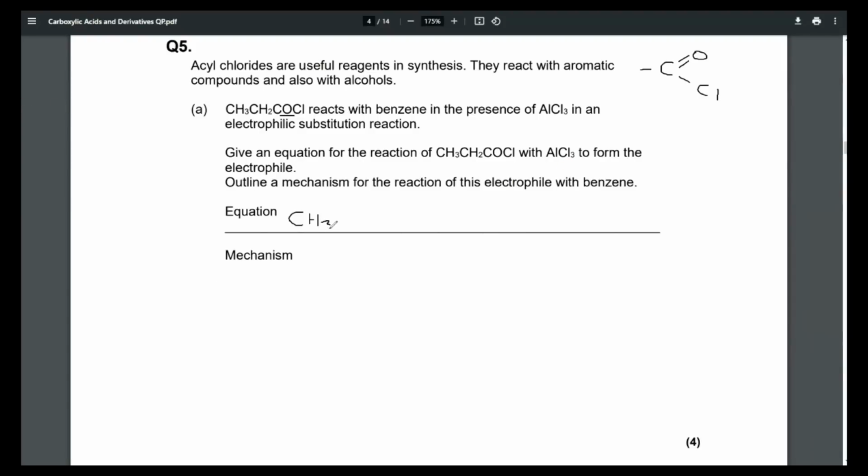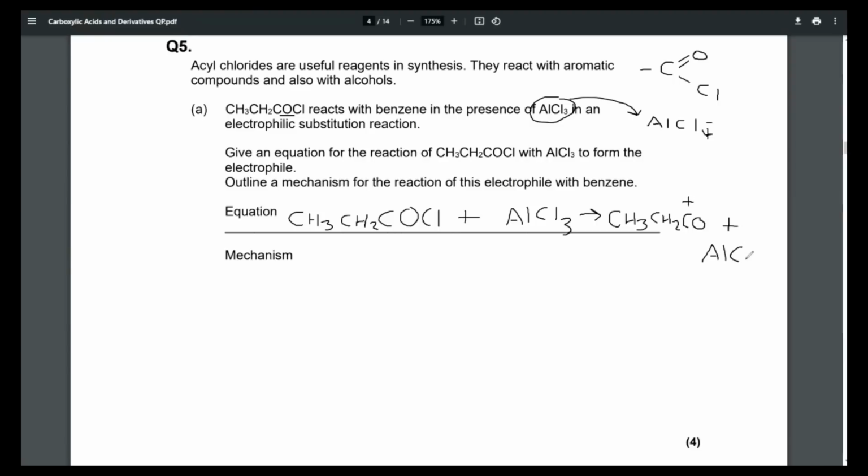Okay, so we're looking at an acyl chloride functional group up there. It's propanoyl chloride, it looks like. You've got the COCl. We're going to add that to AlCl3, and this is going to create our electrophile. This is known as a halogen carrier, AlCl3, and it's going to form AlCl4 minus. It's going to steal the chlorine off of the acyl chloride, leaving a carbocation, a positive carbon atom, which is going to be a really strong electrophile.